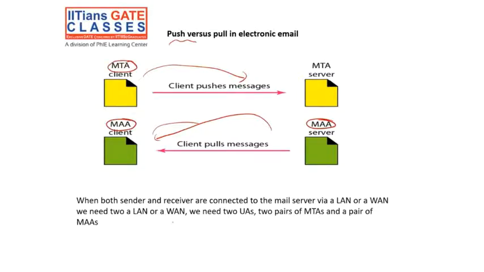So when both sender and receiver are connected to the mail server via LAN or WAN, we need two UA, two pair of MTA and a pair of MA. Two UA means one user agent at this end, other agent at this end. Two pair of MTA means from client to server and server to server, and a pair of MA means from server to client. That's why two pair of MTA: this pair and this pair. Here only a single pair is needed.